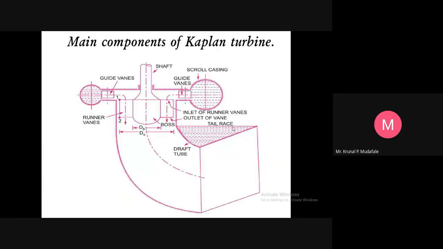So all the same diagrams are available with you. First the scroll casing, and after that the guide wheels. Then after that the shaft, and there are adjustable vanes available at the boss. So there will be two diameters, DB and DO. DB is the diameter of the boss, and DO is the outer diameter, that will be the runner. You also call that the runner.